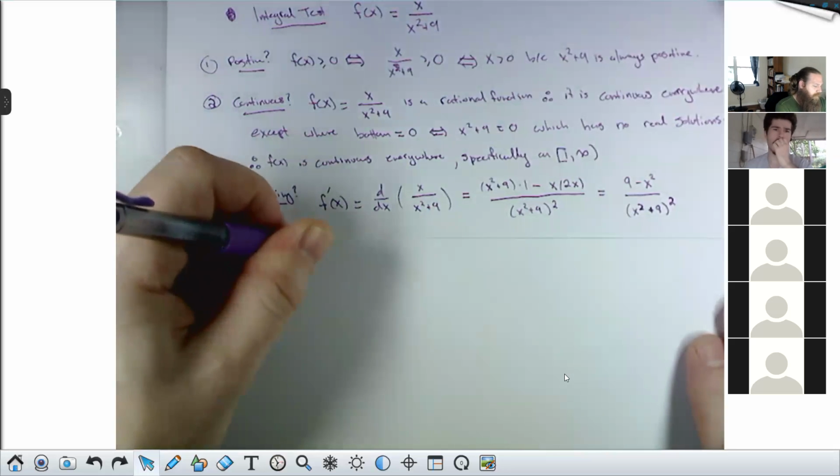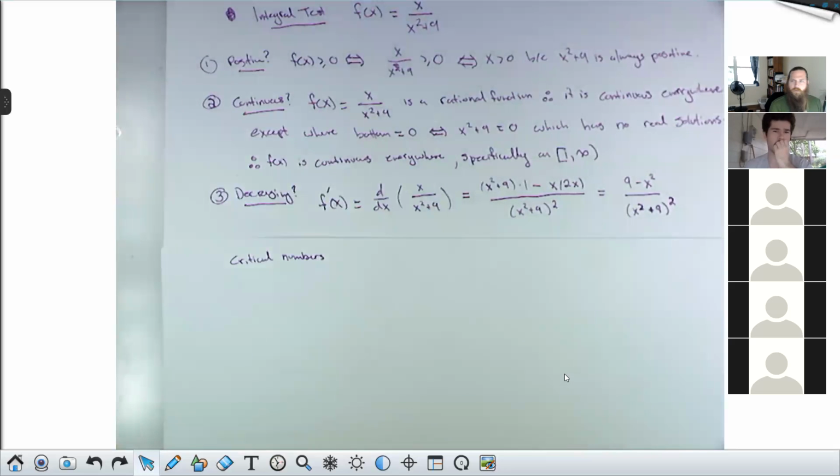What would you have called it? That's just what I've always called it from school, a sign chart. Sign chart is fine. I think when I teach, I call it a number line. It's the same idea. So you're going to build a number line and figure out the regions where this thing is positive and negative.